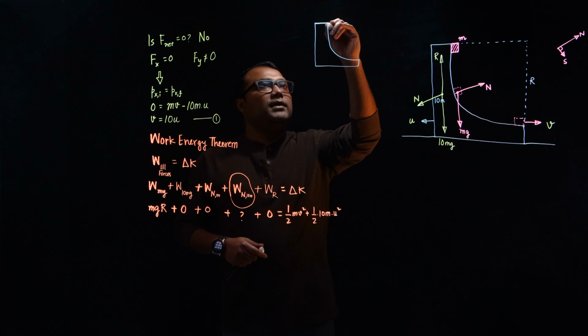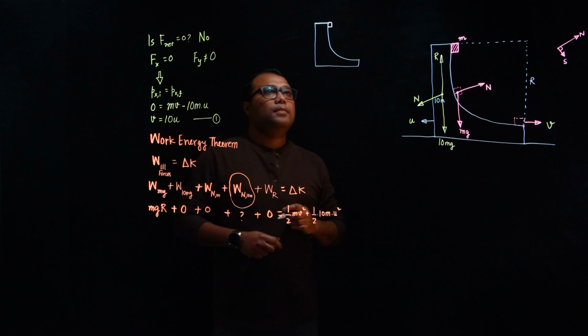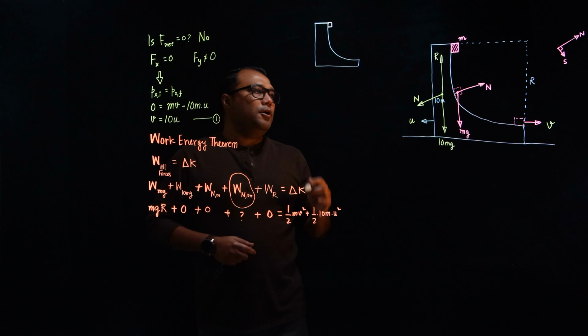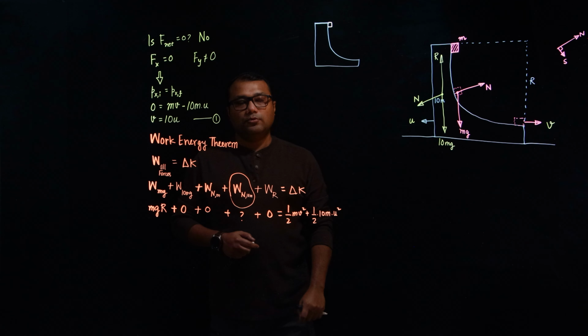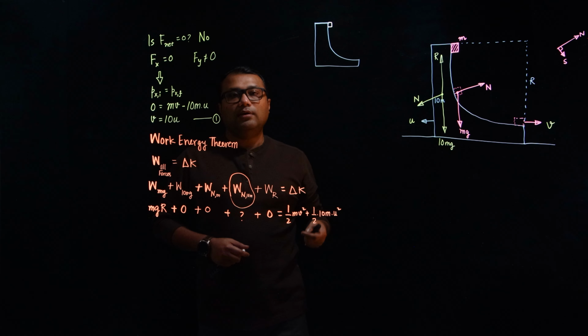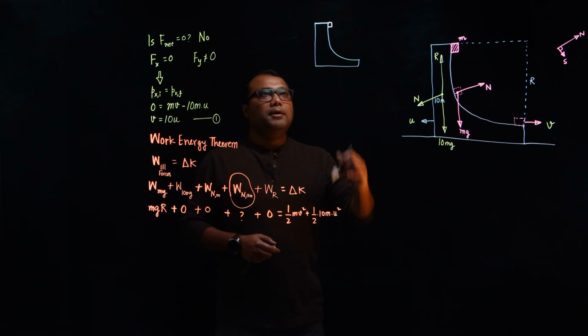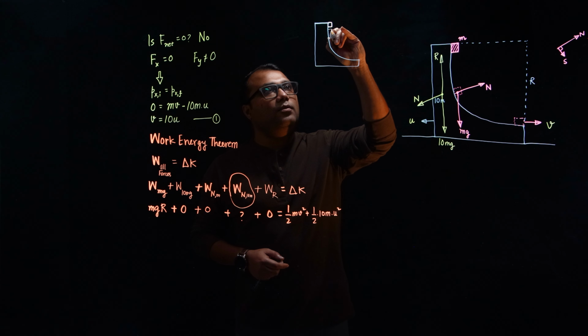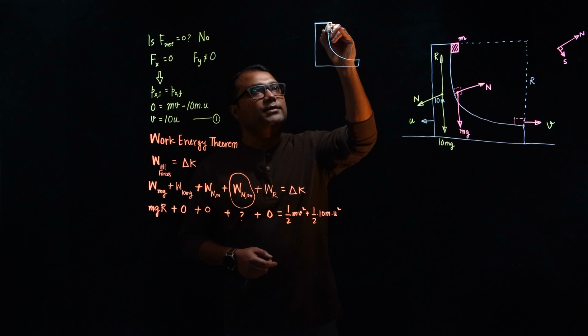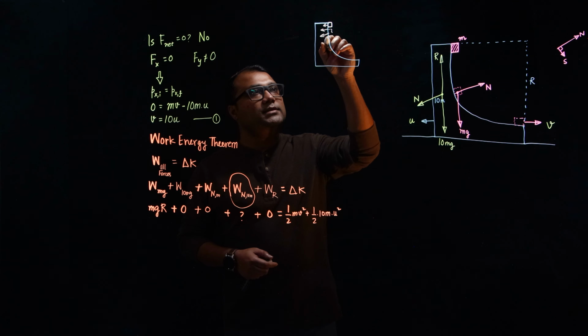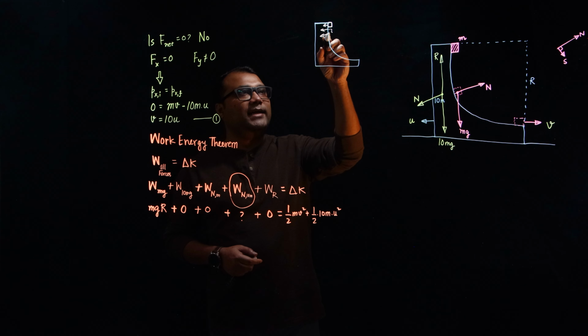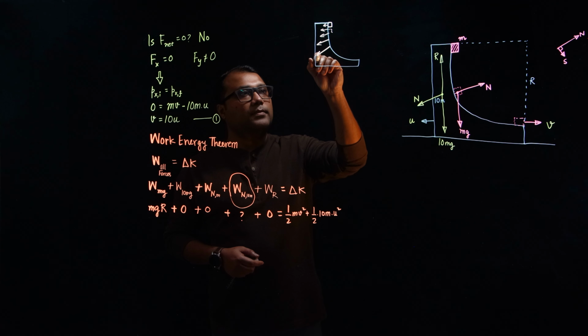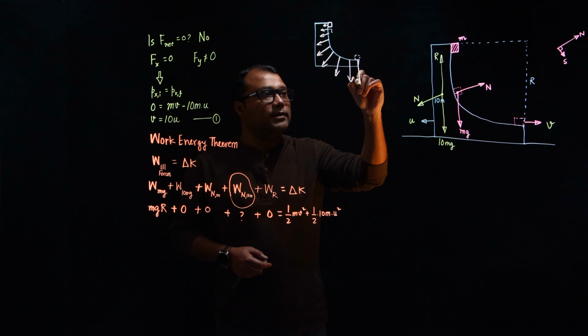When this small m is here, at the very top, this normal force is 0. Would you agree? Because it is not pushing on the bigger block. But as it starts to slide down, the normal force increases, and it is always perpendicular to the tangent at that point. So it keeps on increasing, and when the block is here, it is maximum.